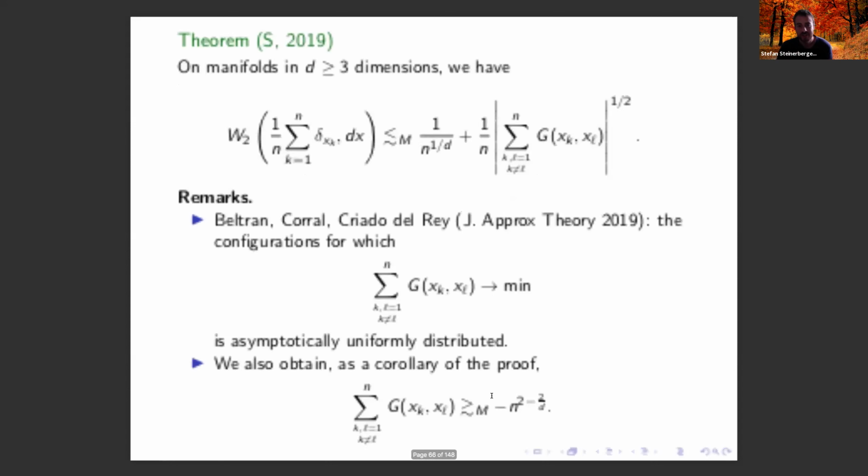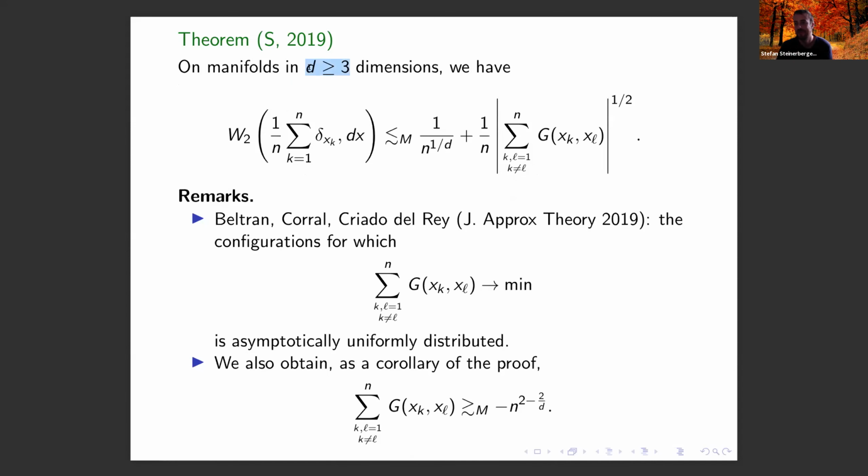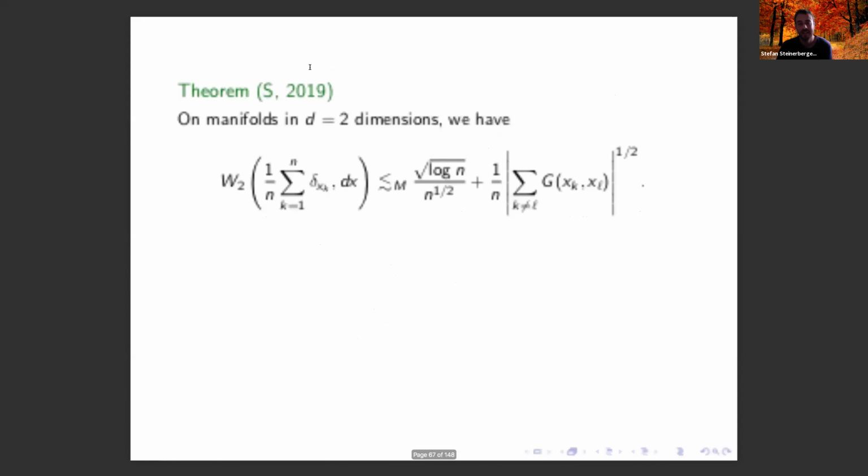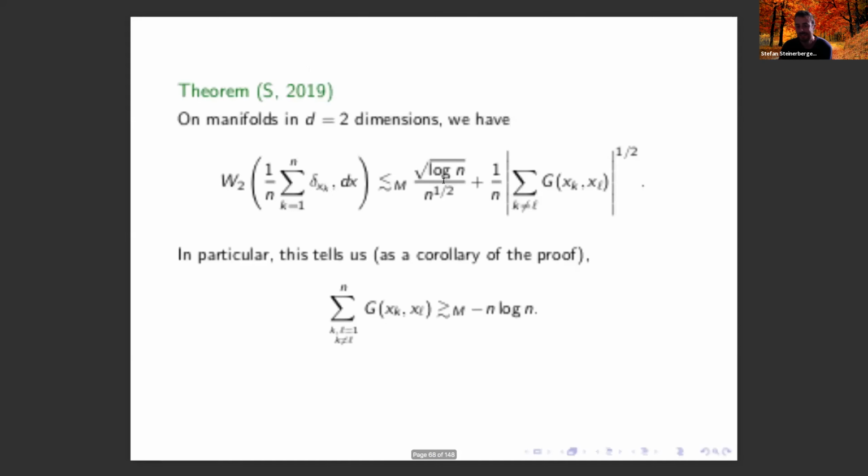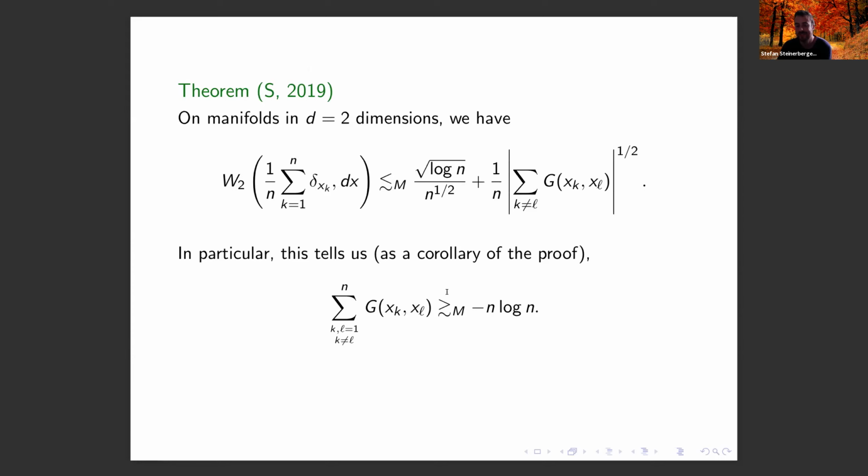This is dimensions 3 and higher. In 2 dimensions, the proof loses a square root of a log, which you just saw, right? You just saw that quantity. So in particular, it gives us a slightly different estimate for what this means for this quantity. But the question is, is the logarithm necessary? I don't know. It is what it is.